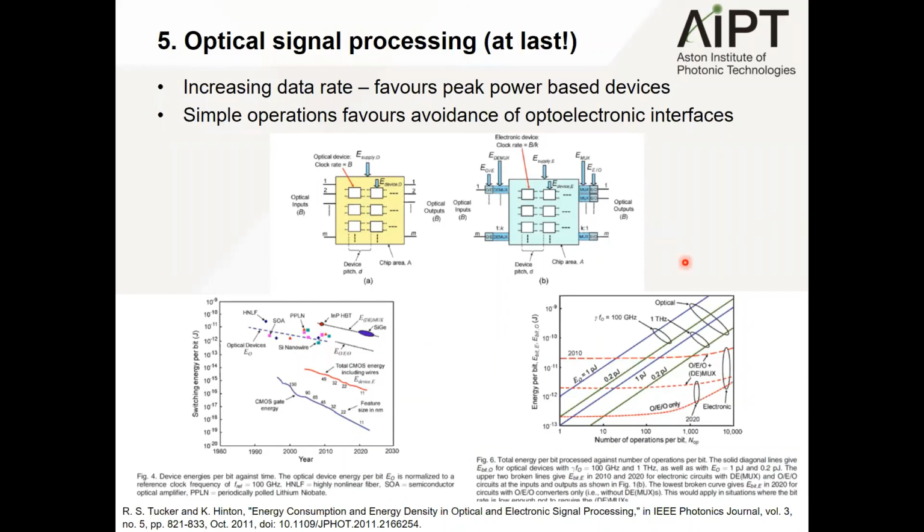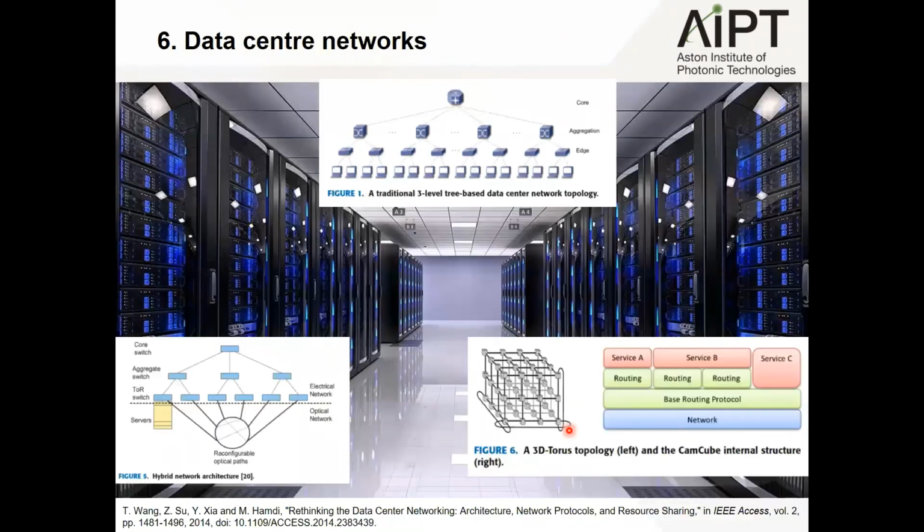Sorry, my mouse is not moving quickly enough. But at particularly small numbers of operations, regeneration, wavelength conversion, etc., you are perhaps better off doing it optically. And as you increase the bit rate, because many optical devices are based on peak power, the energy per bit actually decreases simply by increasing the symbol rate. So higher speed, simple operations favor optical processing. So that could come along.